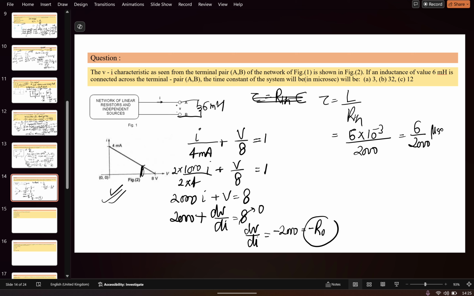Okay, this is tau. So the time constant will come out to be 6 by 2000, 10 to the power 3 in microseconds. So it will become 6 by 2, which comes out to be 3 microsecond. Got it? So this is the simple way to solve this kind of equation. Just try to find out the value of this equation.